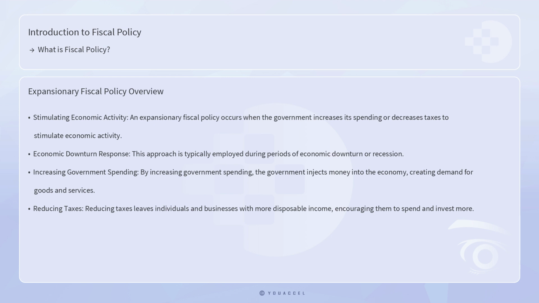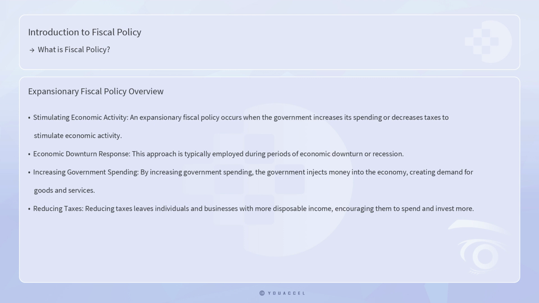An expansionary fiscal policy occurs when the government increases its spending or decreases taxes to stimulate economic activity. This approach is typically employed during periods of economic downturn or recession. By increasing government spending, the government injects money into the economy, creating demand for goods and services. This, in turn, can lead to job creation and higher income levels, thereby boosting consumer spending. Similarly, reducing taxes leaves individuals and businesses with more disposable income, encouraging them to spend and invest more.